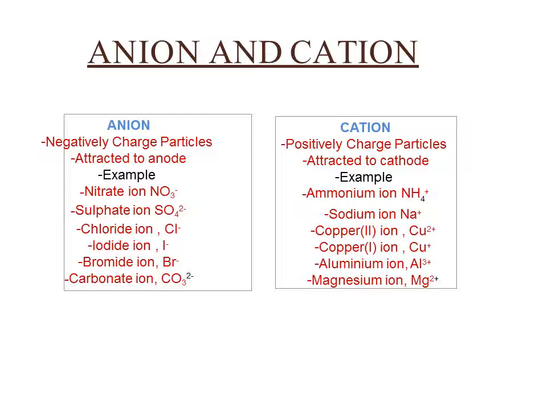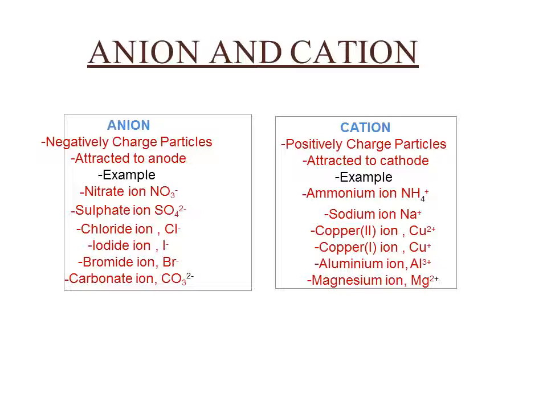Now what do you mean by anion and cation? So anions are negatively charged particles and they are attracted to the anode. Anion, anode, you have to remember this. Similarly, cations are positively charged particles and they are attracted to the cathode. That means we have a definition of anion and a definition of cation here.